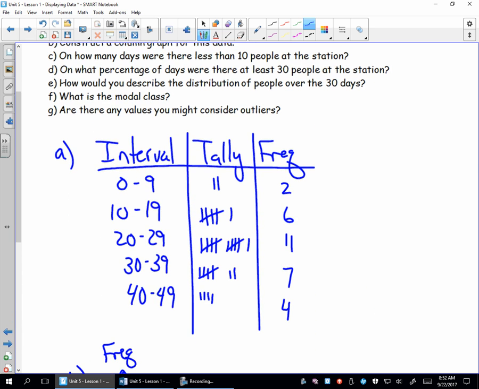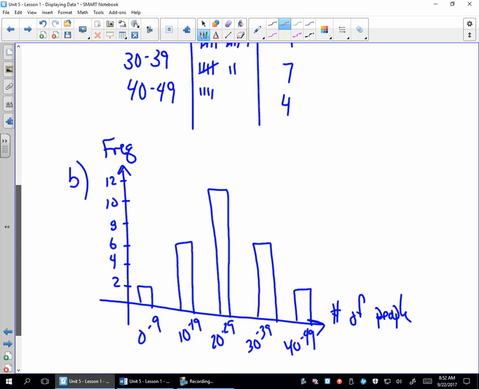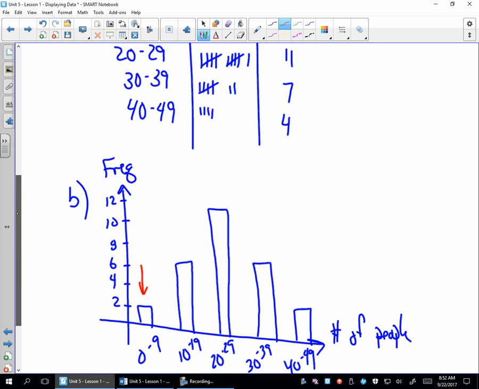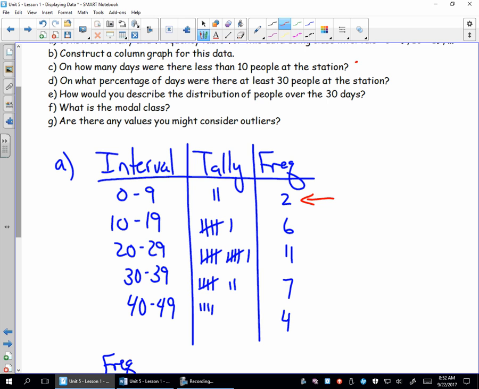On how many days were there less than 10 people at the station? I have two options of doing this. I can look at my graph. That would be these people, and read off the graph. Or, sometimes hard to read off graphs, we like the table. Less than 10 people, that happened twice.